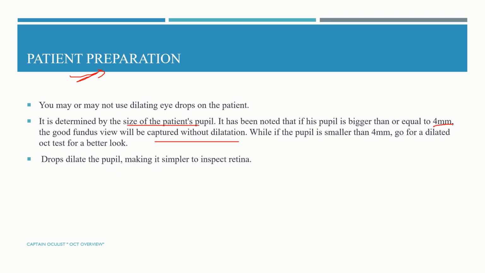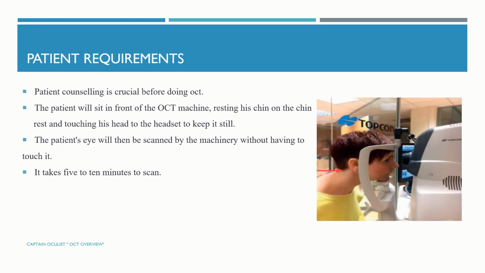Here you don't need to dilate the eye of the patient. But on the other hand, if the pupil is more than 4 mm, it is hard to see a better view. For a clear and sharp image you have to dilate the patient. Patient counseling is very crucial before doing OCT.